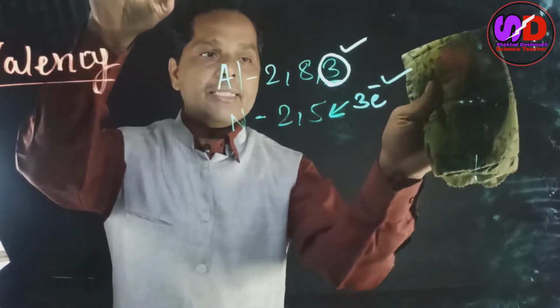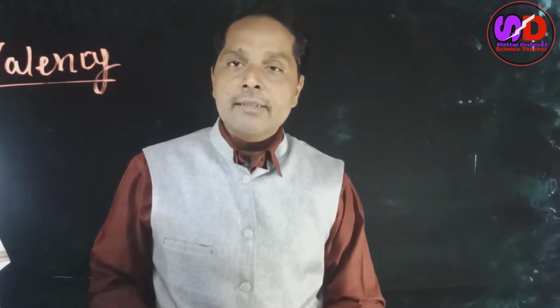If the definition is asked, the original definition is the combining capacity of an element with another element. But now, after the electronic configuration is understood, the definition changes. It is the number of electrons given by an atom, or number of electrons taken by an atom in a chemical reaction or during a chemical change. It is called the valency of that element.